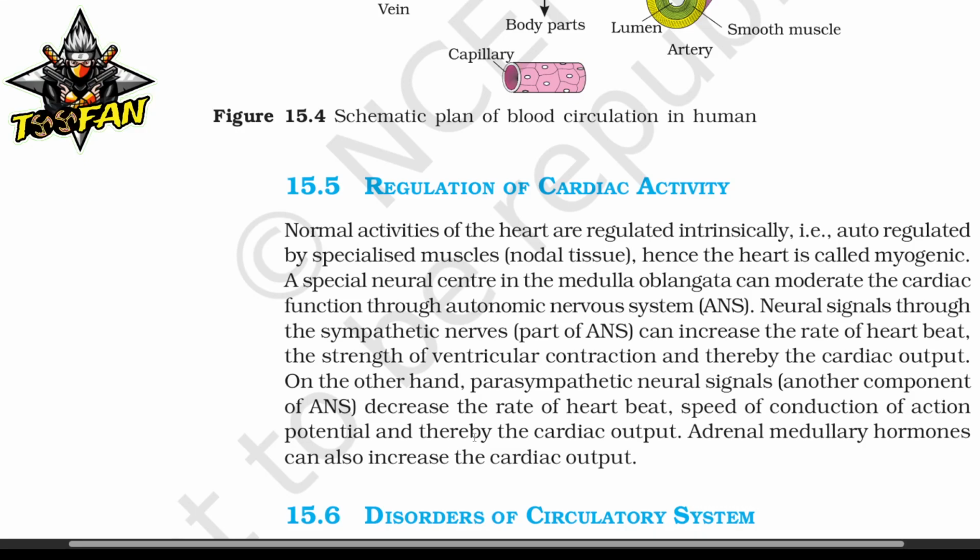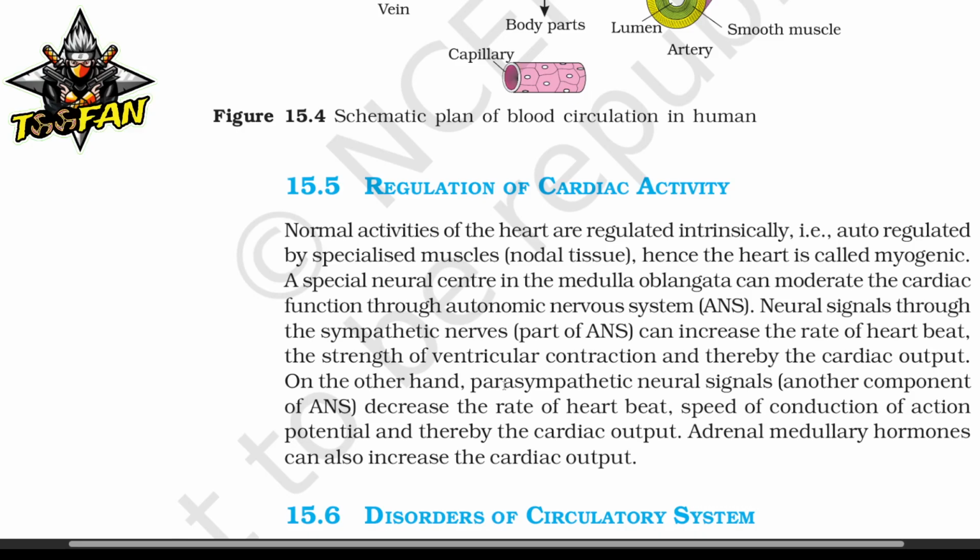Regulation of cardiac activity. Normal activities of the heart are regulated intrinsically, that is, auto-regulated by specialized muscles, the nodal tissue. Hence the heart is called myogenic. A special neural center in the medulla oblongata can moderate the cardiac function through the autonomic nervous system. Neural signals through the sympathetic nerves can increase the rate of the heartbeat, the strength of ventricular contraction, and thereby the cardiac output.